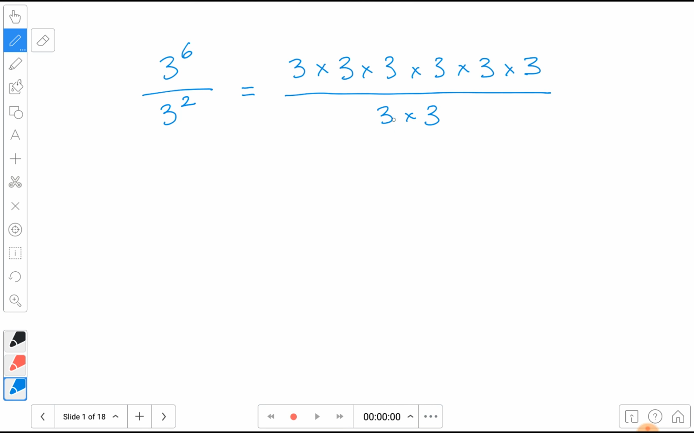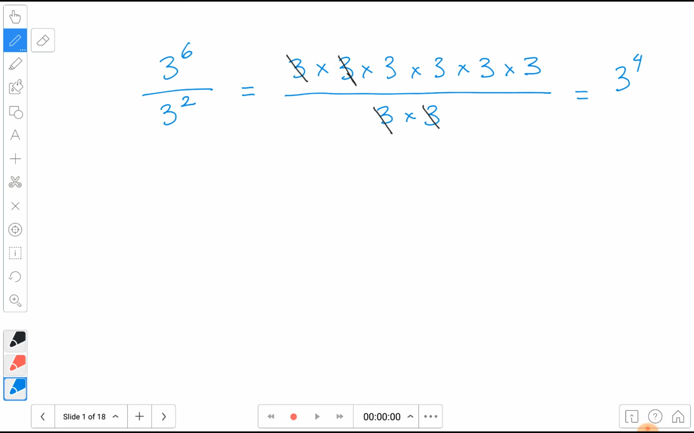So we know that when we're multiplying all of these together, we can eliminate. We can take these 3s, they will cancel each other. We can take these 3s and they will cancel each other. So what we're left with, we can count them out: 1, 2, 3, 4. So we have 3 times itself 4 times, which is 3 to the power of 4. So 3 to the power of 6 divided by 3 to the power of 2, this is a quotient of powers. The answer is 3 to the power of 4.